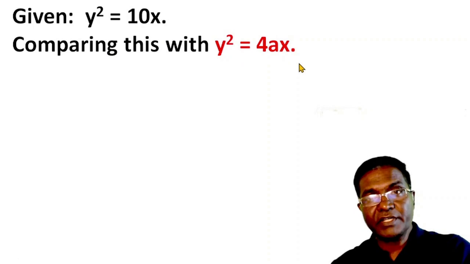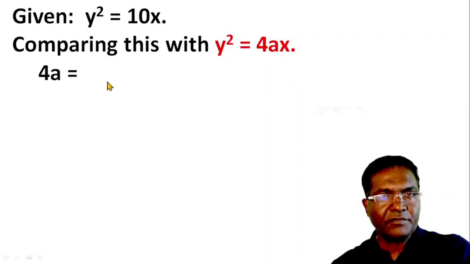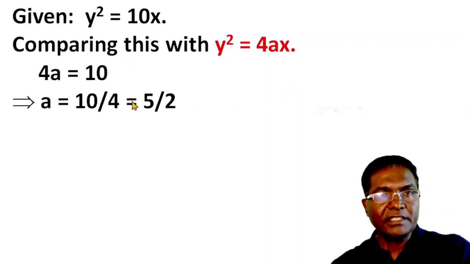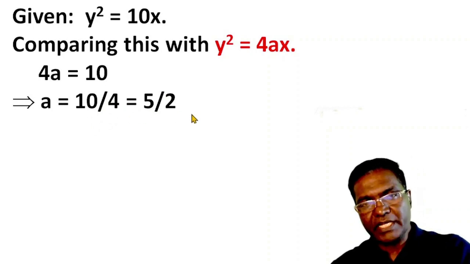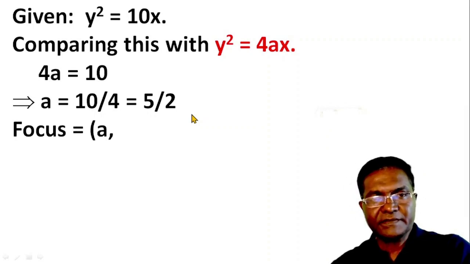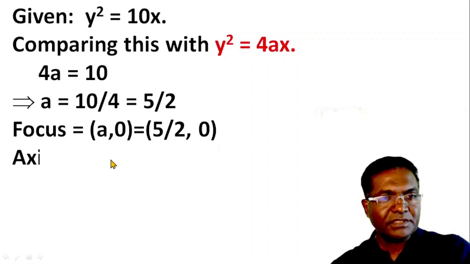Compare this with y square equal to 4ax. What is 4a? 4a is 10. So a is 10 by 4, not 5. 10 by 4, that is, 2 2s are 4, 2 5s are 10. It's 5 by 2. A is 5 by 2.